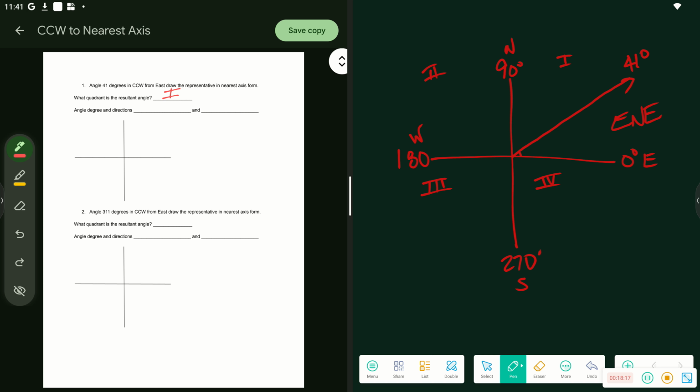Okay. What's the degree? What's the number? 41. Good, 41 degrees. And Ken, what's the direction? East, northeast. Well done. All right, and then when you draw it, it would look something like this. 41 degrees, east, north, east.